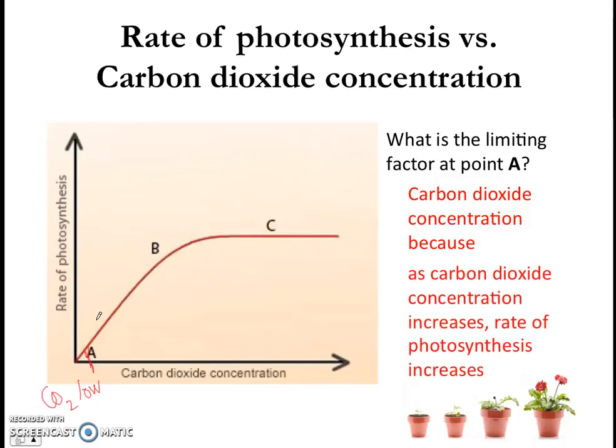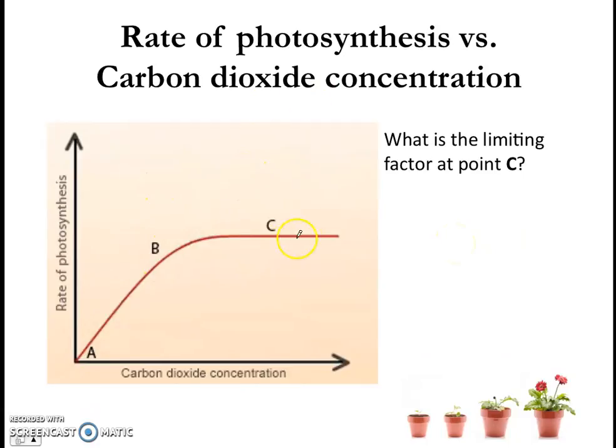Why? Because you can see that as carbon dioxide concentration increases from A to B, the rate of photosynthesis also increases. So clearly, it is the carbon dioxide concentration that is holding photosynthesis back, that is limiting photosynthesis. So from point A to point B, the limiting factor is carbon dioxide concentration.